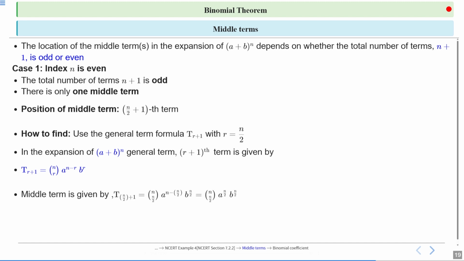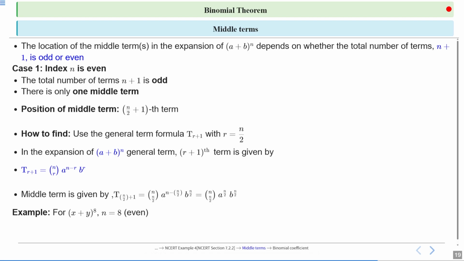Now the middle term is given by T(n/2 + 1), which is equal to nC(n/2) a to the power (n - n/2) into b to the power n/2. This is equal to nC(n/2) into a to the power n/2 into b to the power n/2.